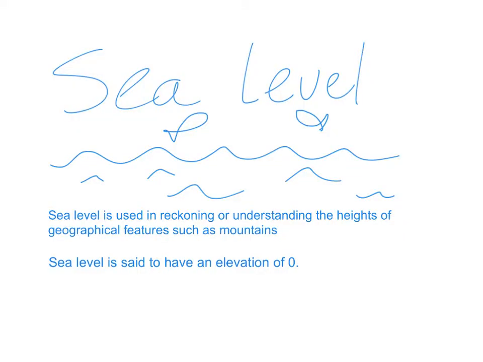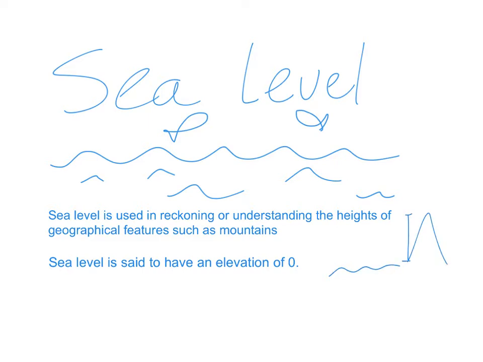Another thing we need to be aware of is what's called sea level, okay? Sea level is used in reckoning or understanding the heights of geographical features, such as mountains. So we say that mountain is 4,207 feet above sea level, okay? And really what that means is, if here's the sea and there's a mountain over here, it's the height from the top of the mountain to the ocean near it.